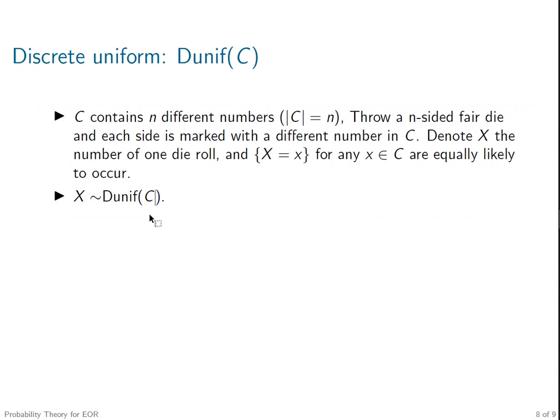Then what is the PMF for this random variable? You can pause the video at this moment and think about it. The result is quite simple, right? The PMF of x is essentially the probability of x equal to small x. Given they are equally likely, there are n possible outcomes. Each of them is equally likely, so we have this probability value equal to 1 over n.